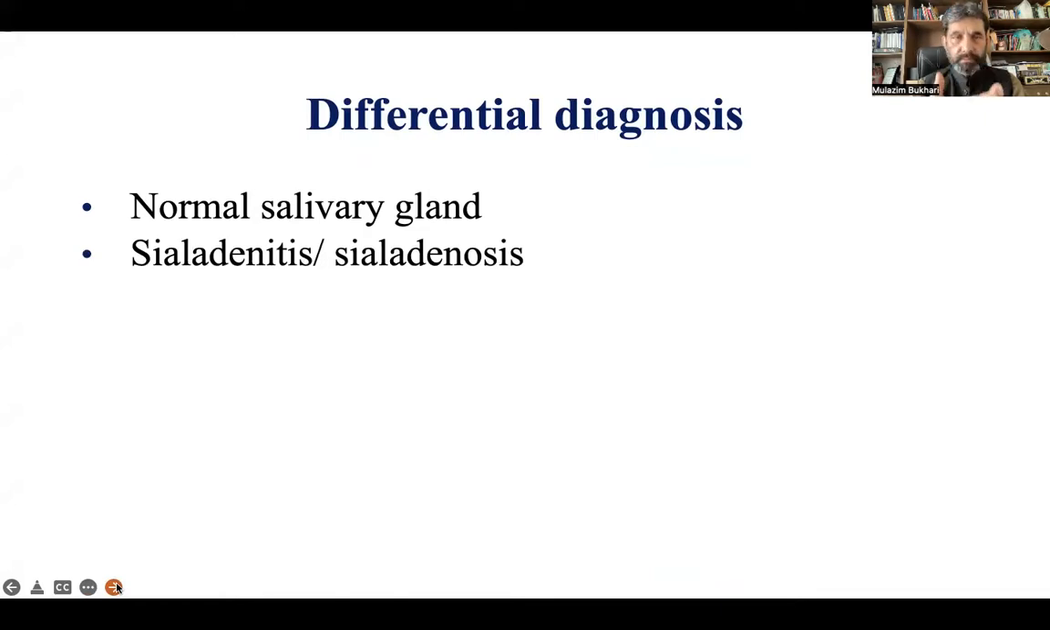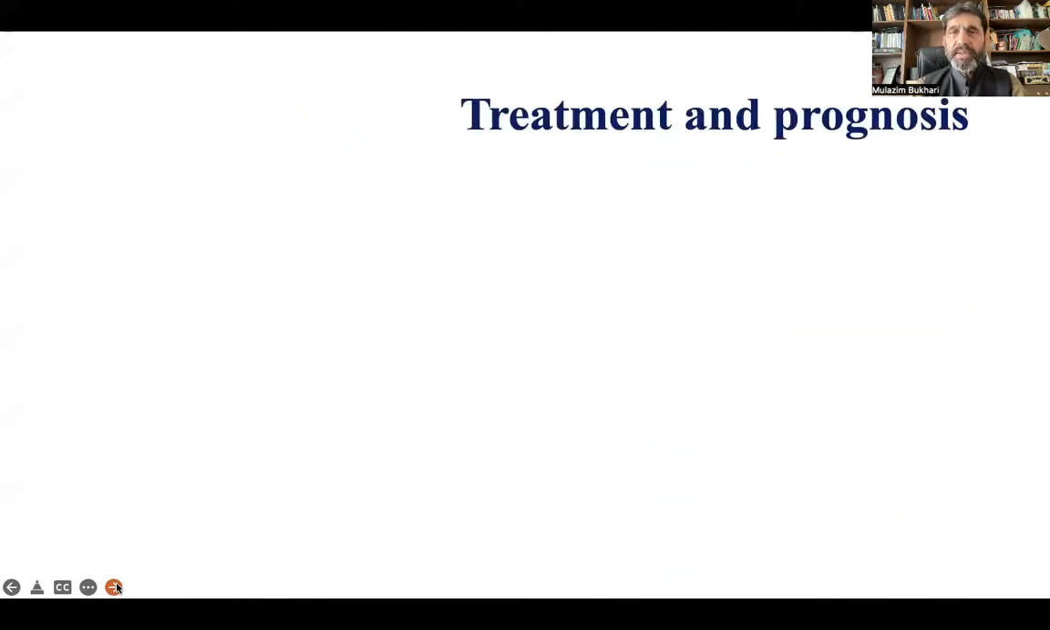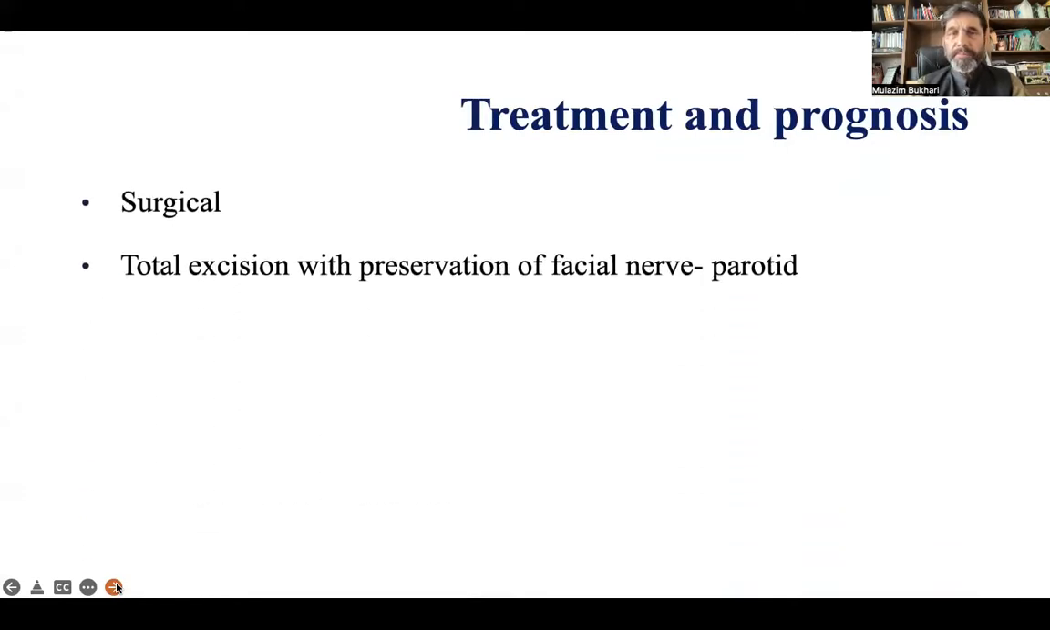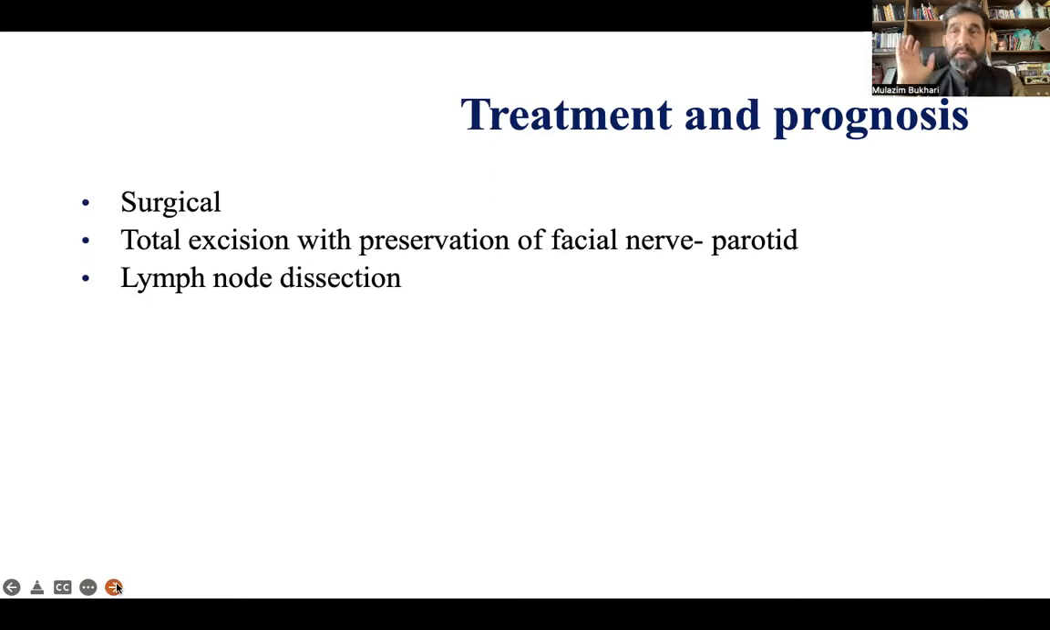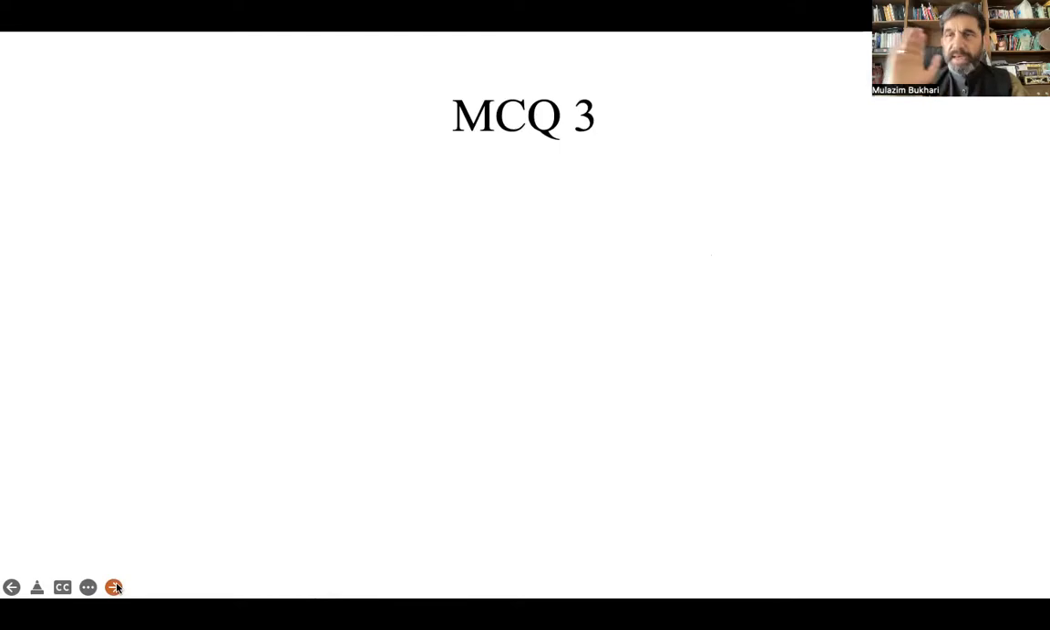When lymphocytes are present, it can be confused with sialadenitis and sialadenosis. Mucoepidermoid carcinoma, and adenoid cystic carcinoma sometimes; papillary cystadenoma and clear cell oncocytic carcinoma can be confused. Treatment is surgical, complete excision, and you have to preserve the facial nerve. It is very important. Lymph node dissection, extension, metastasis, local and various there. Prognosis depends upon the grades: when high grade, the prognosis is poor, and low grade, its prognosis is better as compared to mucoepidermoid and adenoid cystic carcinoma.